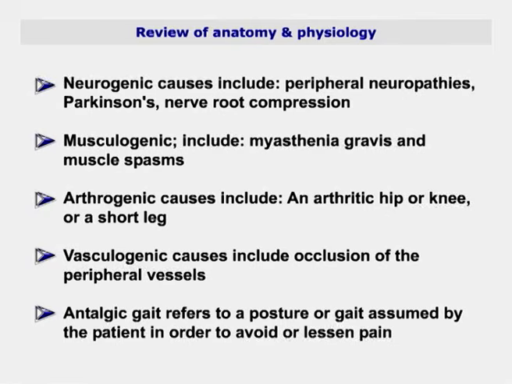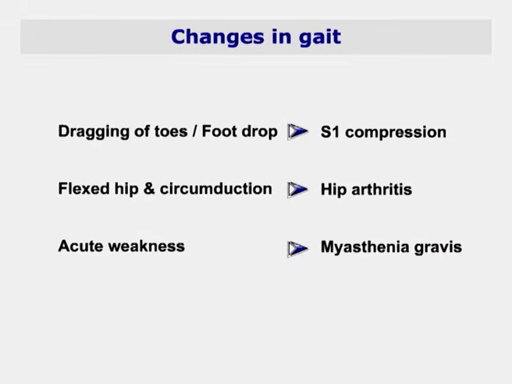Vasculogenic causes include occlusion of the peripheral vessels. Antalgic gait refers to a posture or gait assumed by the patient in order to avoid or lessen pain. Any number of problems in the above areas may cause the manifestation of a particular change from normal gait. For instance, the dragging of the toes or foot drop is seen in sciatica and S1 nerve root compression. Walking with a poorly flexed hip and circumduction is often seen in someone with severe hip arthritis. Acute weakness and easy fatigue is seen in someone with myasthenia gravis.